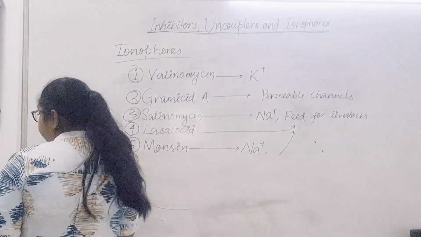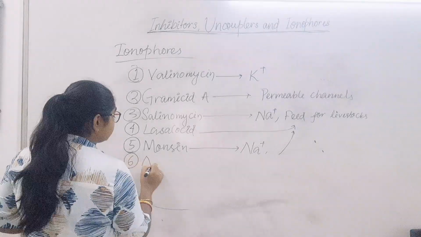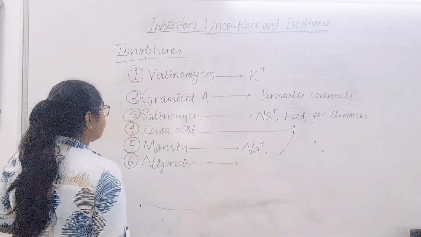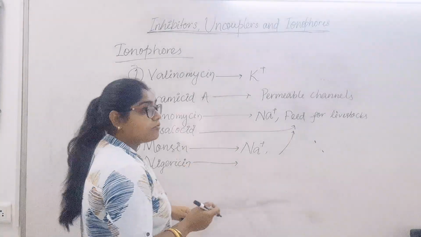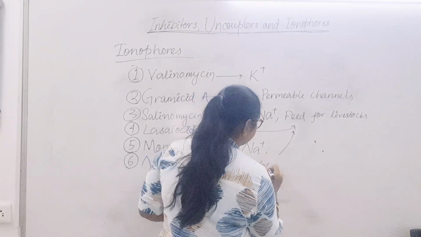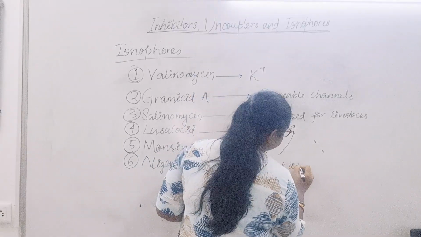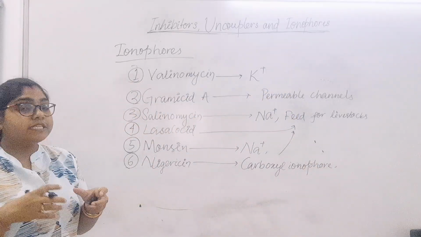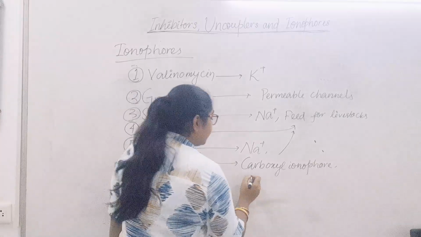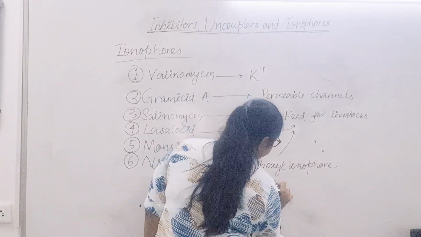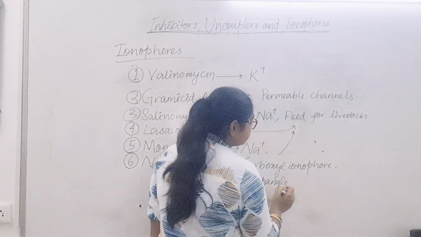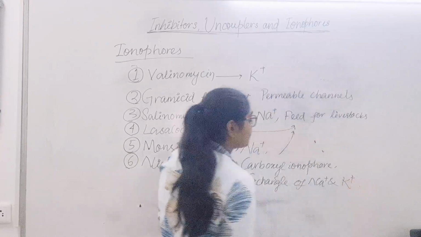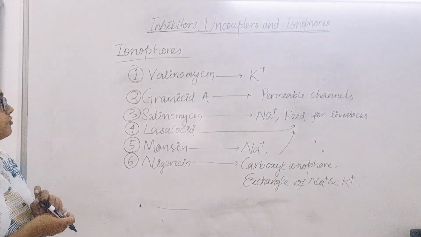Now the next example is nigericin. Nigericin acts as a carboxyl ionophore, and it also helps in the exchange of sodium and potassium. It makes the cell membrane permeable for the exchange of sodium and potassium ions. So these are the ionophores.